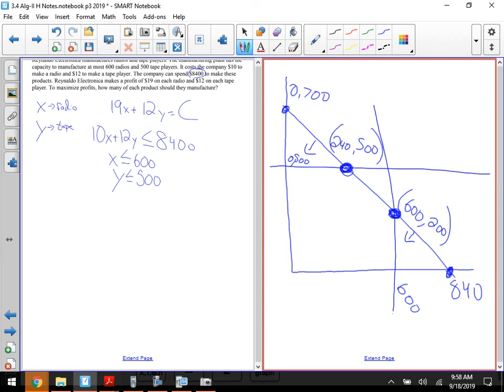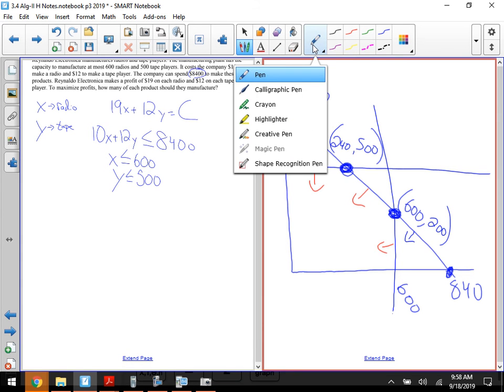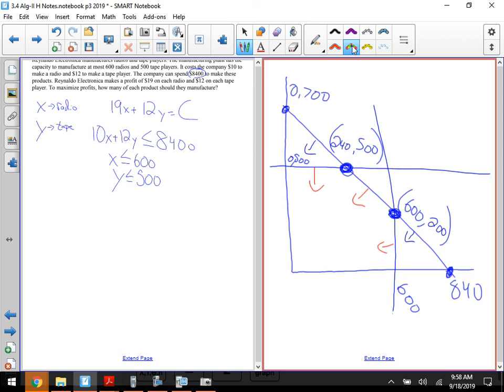Okay. I did not shade any of this stuff for the horizontal and verticals, but as you can tell, they're all moving to the left and down. So we have our bounded region then. Let's change pens.